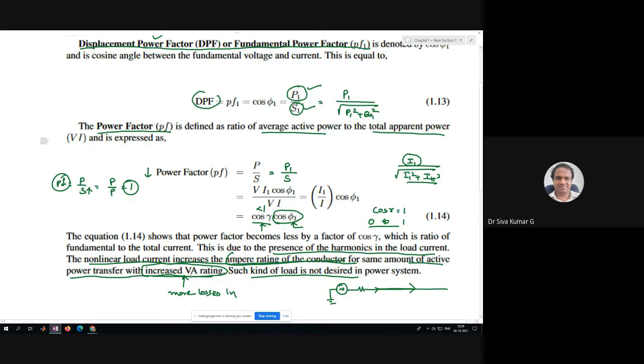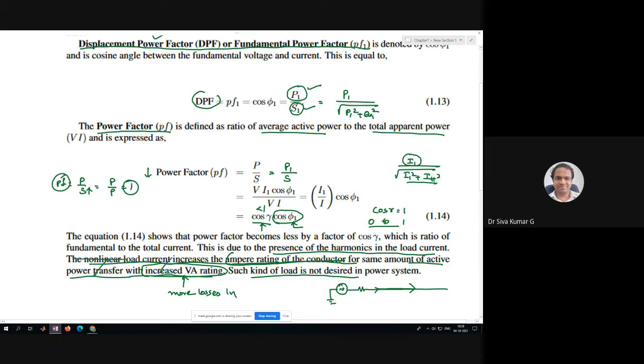Why? Because once you install the line, we are not going to change the rating of the conductor line, right? They have pointed out that if there is a change in the line current, then the nonlinear current increases the ampere rating of the conductor for the same amount of power transfer with increased VA rating. But I'm not convinced about this particular statement.